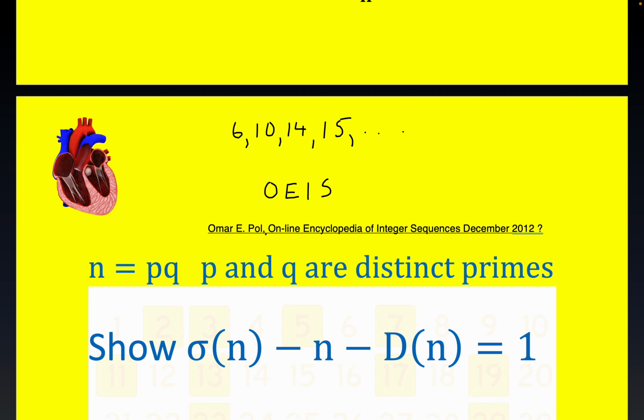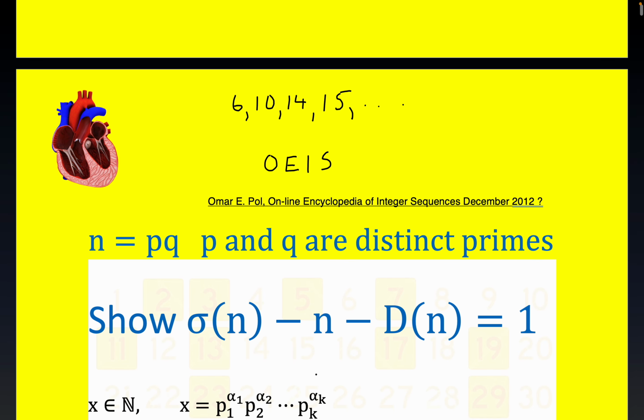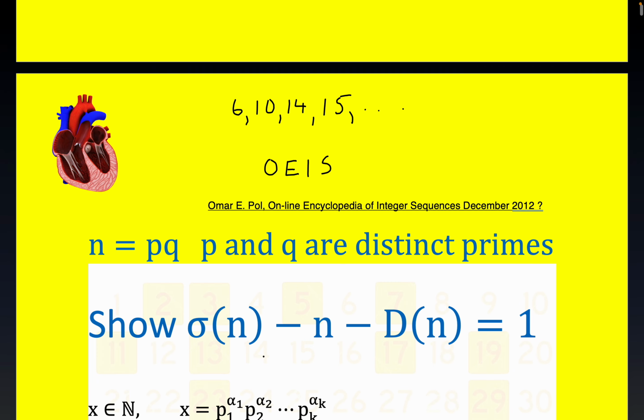All right, anyway, this guy had his question, an open question. I think I solved it. So let's get busy on this. We'll assume that P and Q are distinct primes. And we want to show that the sum of the proper divisors minus this thing called the arithmetic derivative, okay, is always equal to 1.